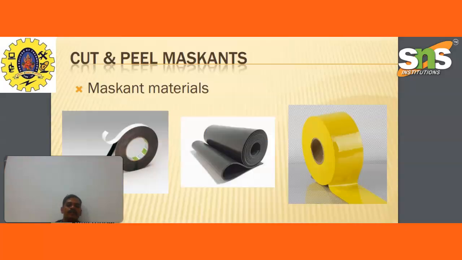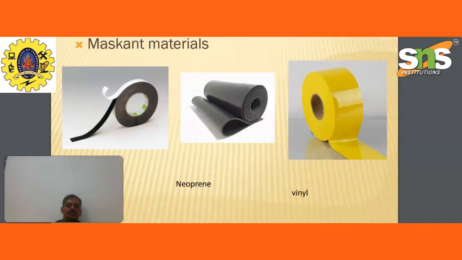Cut and fill maskant materials. The first one is butyl rubber, then neoprene, and vinyl. These are the three materials for manufacturing the maskants. This is called the maskant materials.